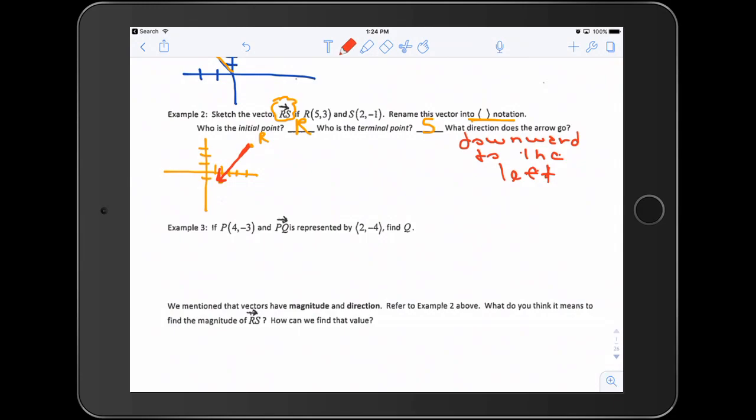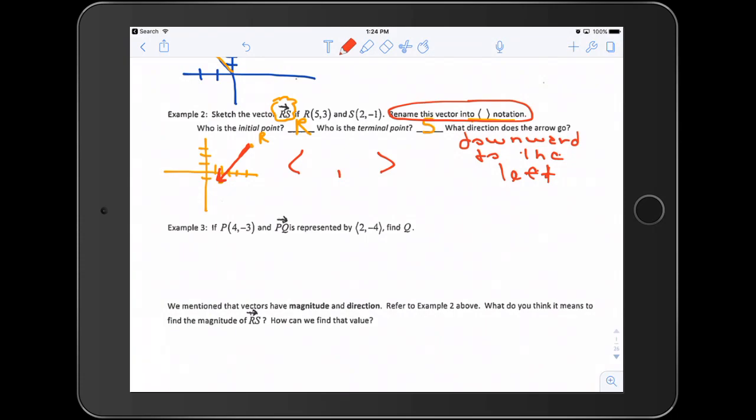Have to push a little harder there. Okay, so that's the answer to that last question. But we still need to do this right here, which is rename the vector into that component notation. And so now when it's in standard form, it's really easy to see. I mean, that's pretty straightforward to do.